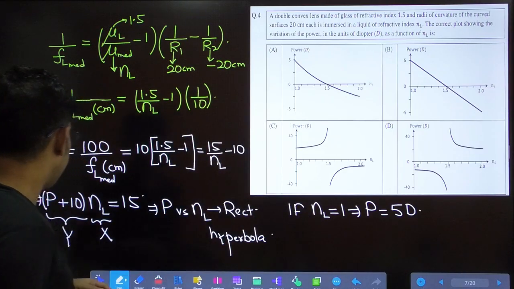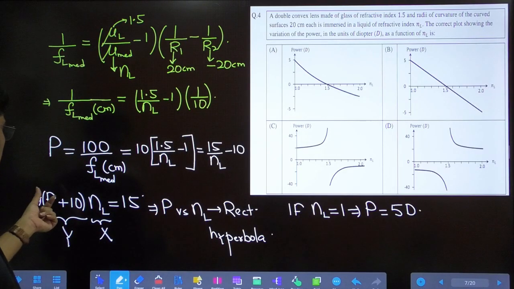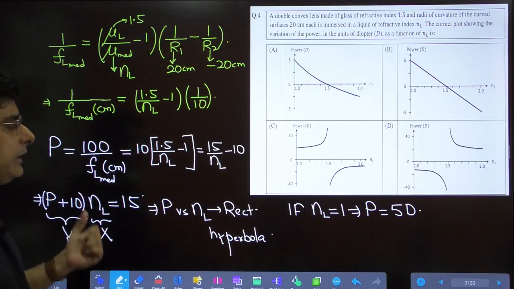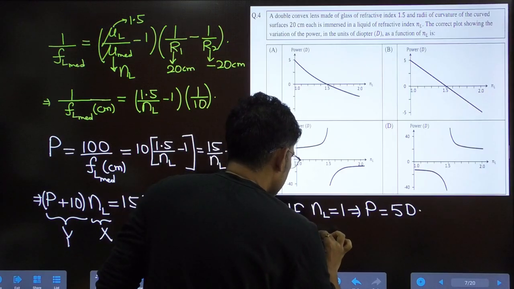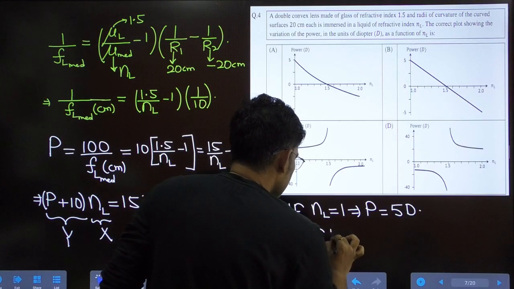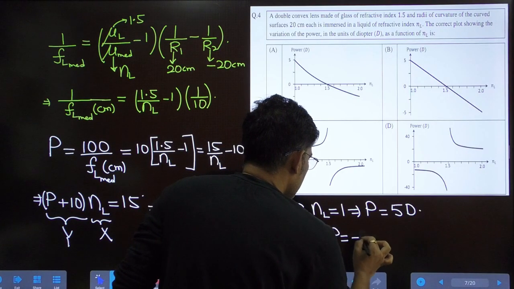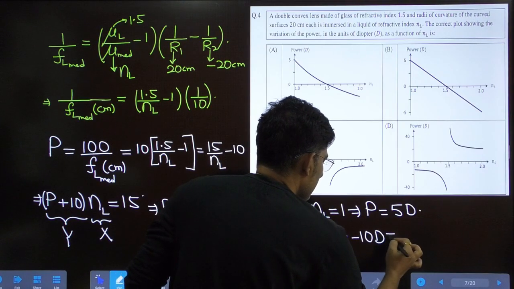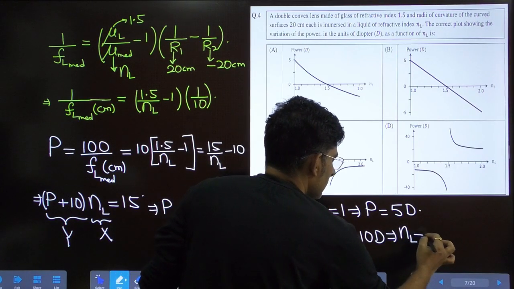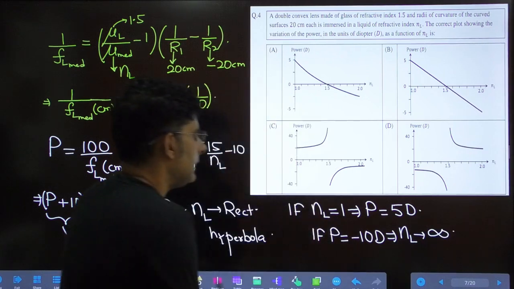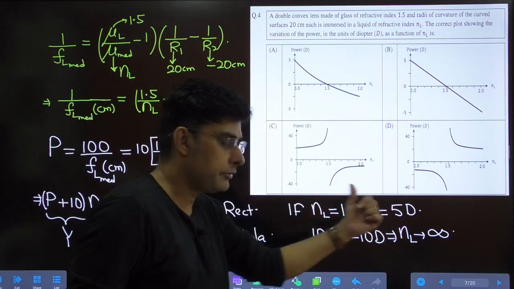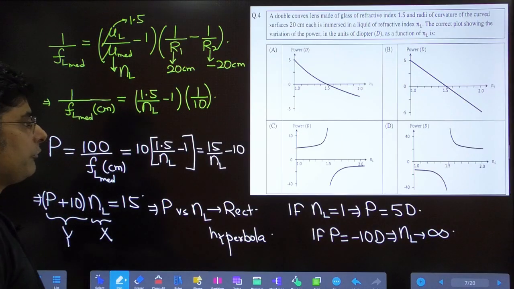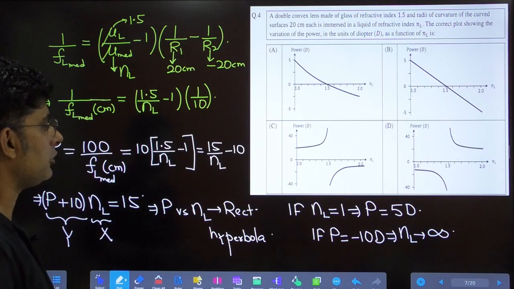right? And if you take P equals to minus 10, then NL will become infinite. So as NL is keeping on increasing, if P equals to minus 10 diopters, so NL will become infinite. That means this is the asymptote. So this is the asymptote of the rectangular hyperbola. So which one we can see is the correct choice?